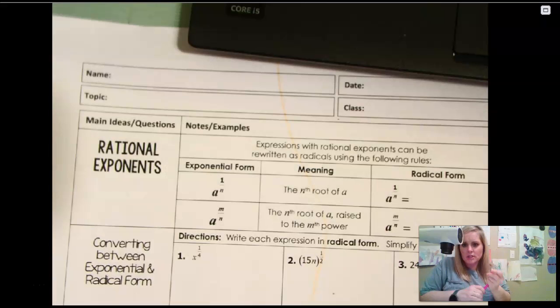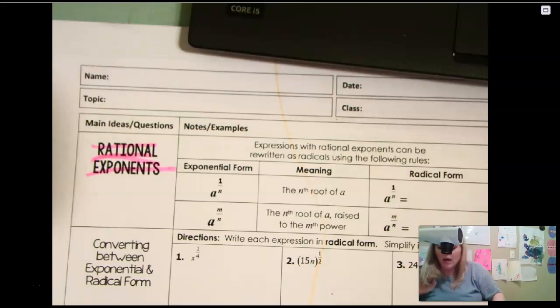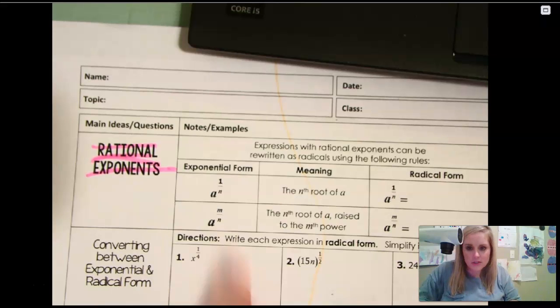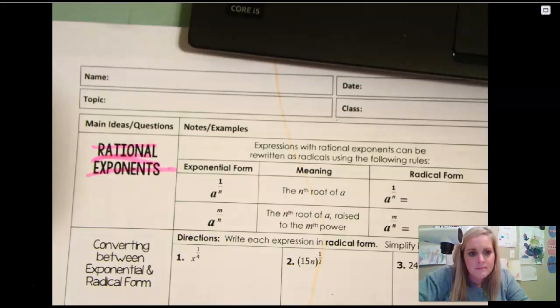So we are dealing with rational exponents. Okay. What we are going to do, you guys, is, sorry, there's like all kinds of crap all over this. My child got this, but I'm not printing another one.